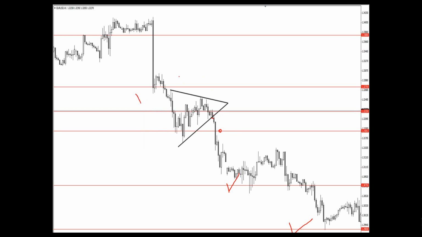You see how the price is consolidating. Downtrend, downtrend, downtrend. So this is retracement. This is retracement. And this is a triangle which appears in the consolidation phase of the market.